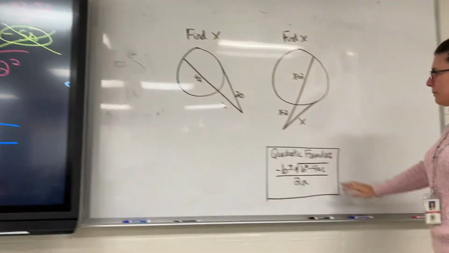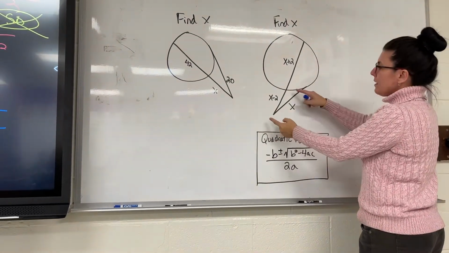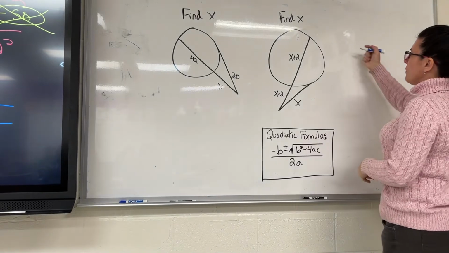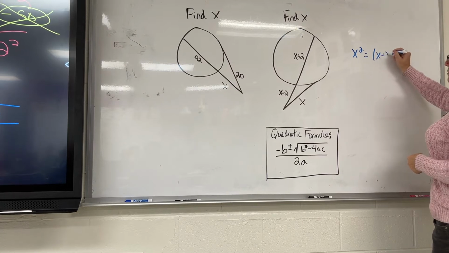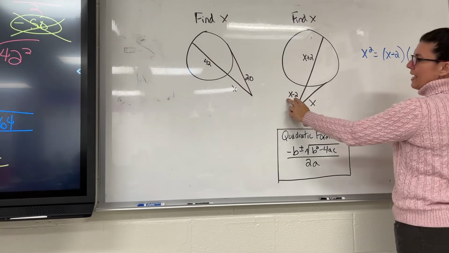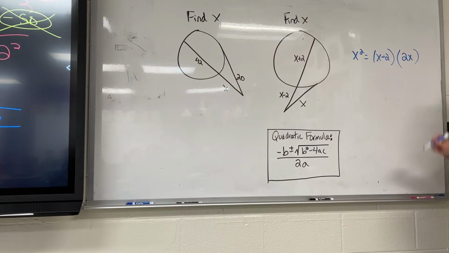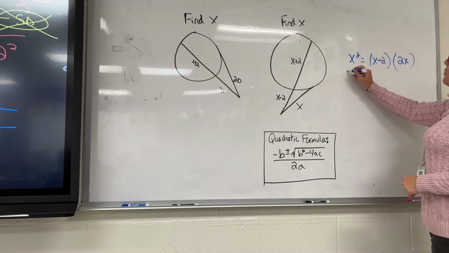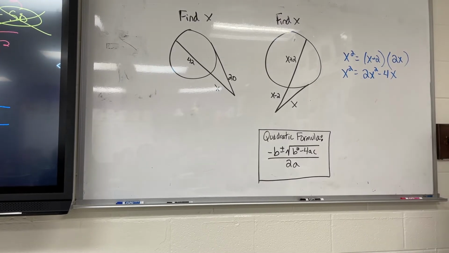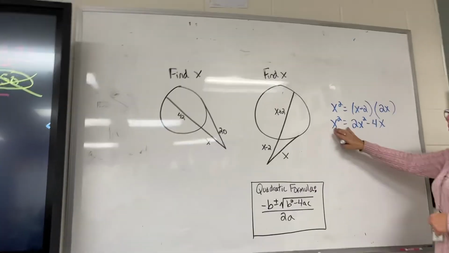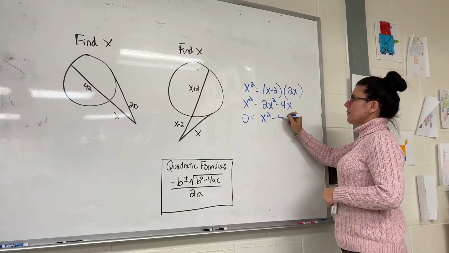Okay, moving on to our last problem. Similar to this one, we're going to do tangent squared equals outside part times the whole. So when we set this up, x squared equals outside part times the whole. When I add these two things together, the 2's cancel out, and I just get 2x. Again, I'm adding those two segments together. So when I distribute, I get 2x squared minus 4x. I'm going to bring this x squared over by subtracting. So I get x squared minus 4x.